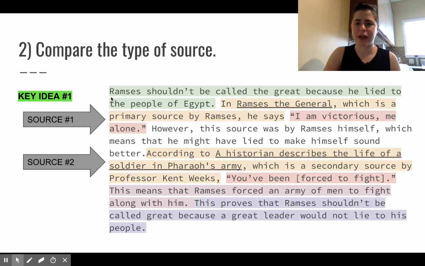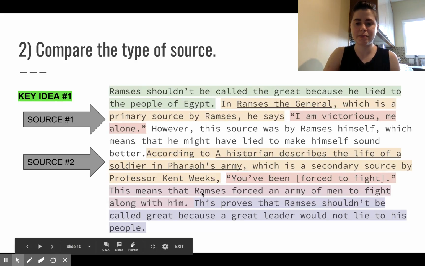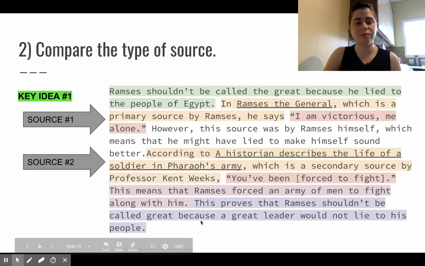Ramses shouldn't be called the Great because he lied to the people of Egypt. In Ramses the General, which is a primary source by Ramses, he says, I am victorious, me alone. However, the source was by Ramses himself, which means that he might have lied to make himself sound better. According to a historian describing the life of a soldier in Pharaoh's army, which is a secondary source by Professor Kent Weeks, he'd been forced to fight. This means that Ramses forced an army of men to fight along with him. This proves that Ramses shouldn't be called great because a great leader would not lie to his people.